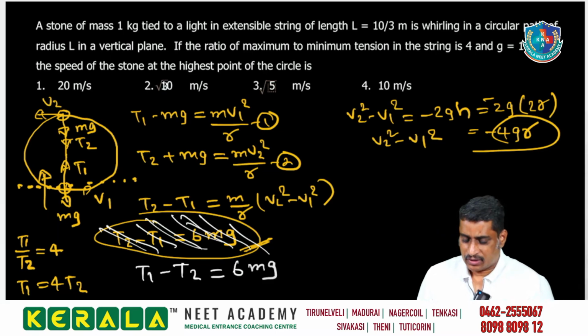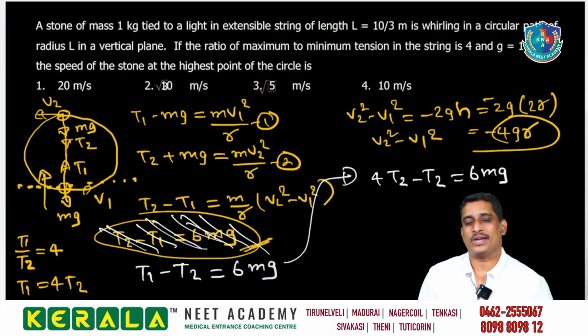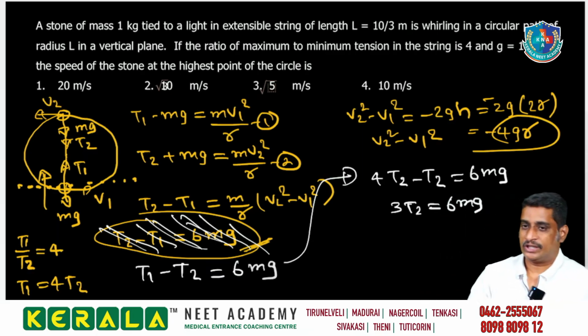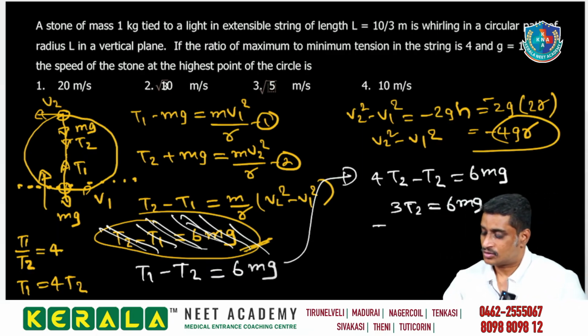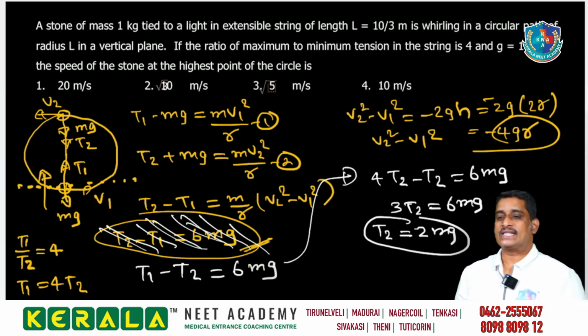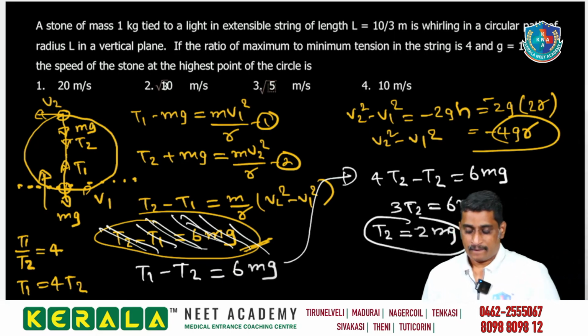Here T1 is nothing but 4 T2. So from this equation we can write 4 T2 minus T2 will be equal to 6 mg. So 3 T2 is equal to 6 mg, so T2 will be equal to 2 mg. That is the tension in the string when the stone is at the highest point.